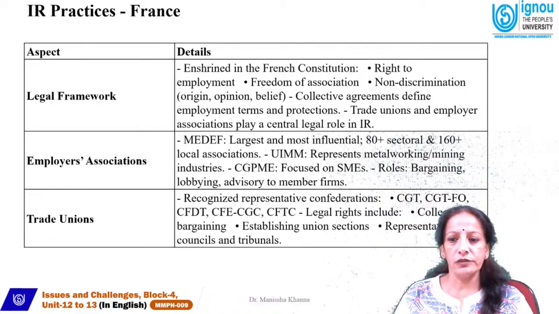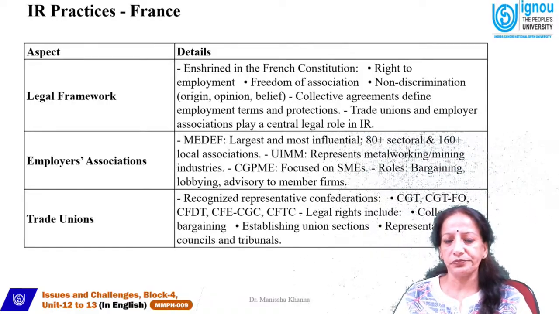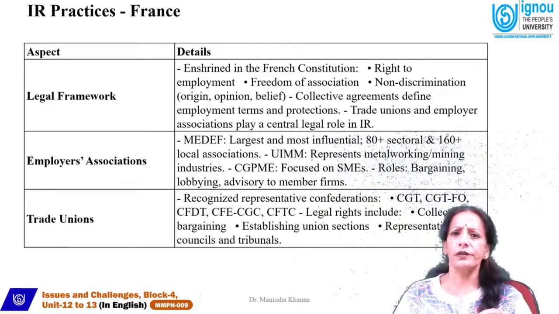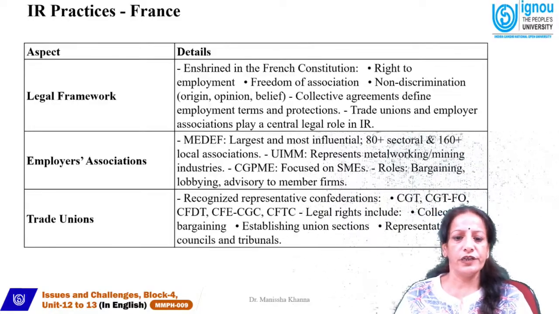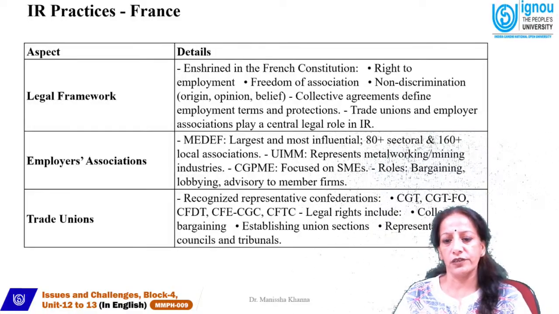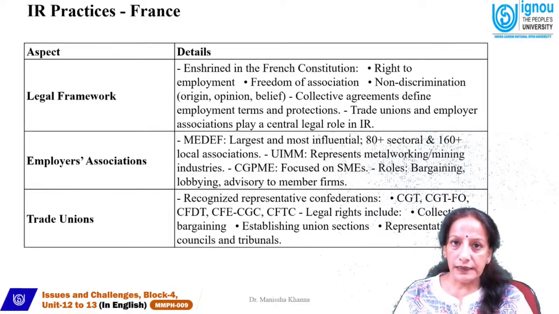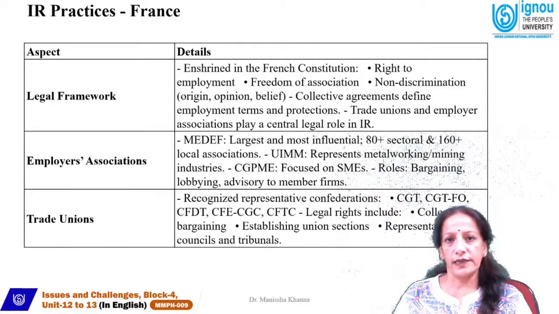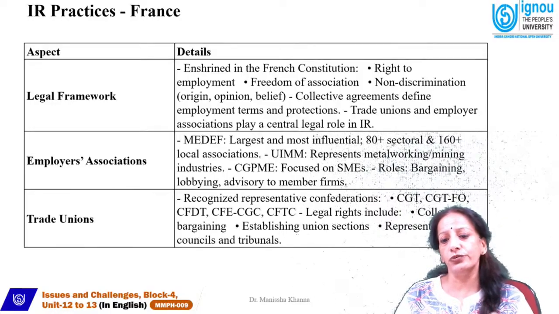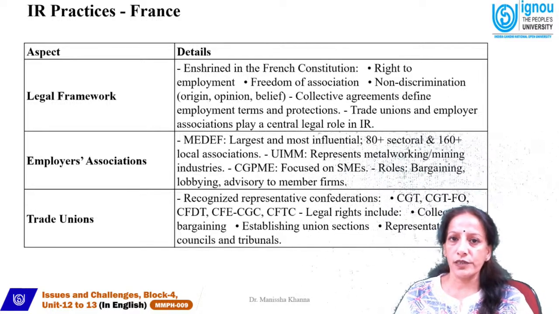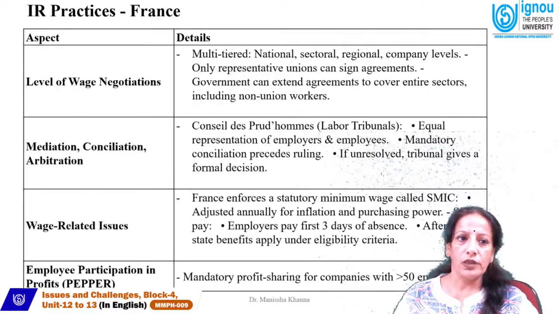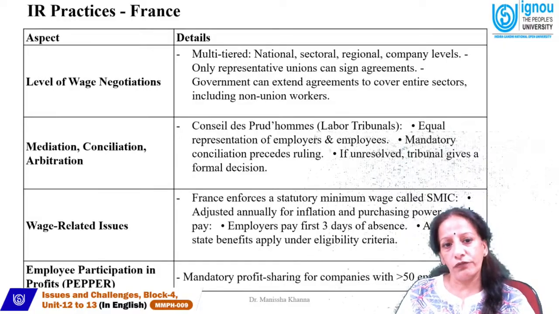The trade unions here are basically the representative confederations: CGT, CGT-FO, CFDT, CFE-CGC, CFTC. Certain legal rights include collective bargaining, establishing union sections, and representation in councils and tribunals. In France, the level of wage negotiation is multi-tiered.